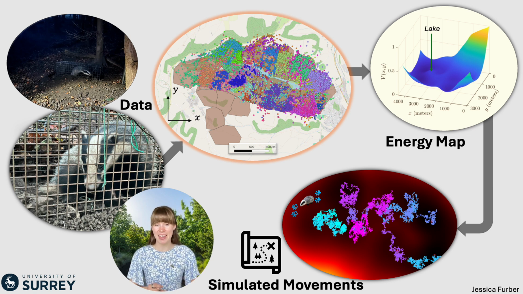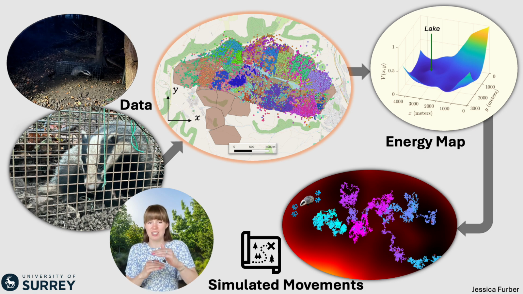In the model, the energy map guides where the badger is likely to go, like a ball rolling down a hill. But since movement isn't always predictable, such as during foraging, the model also includes some randomness to reflect unexpected behaviour or other influences. Then, we first use the model to simulate how badgers might move around in their environment and see if it matches with what we expect of their behaviour.